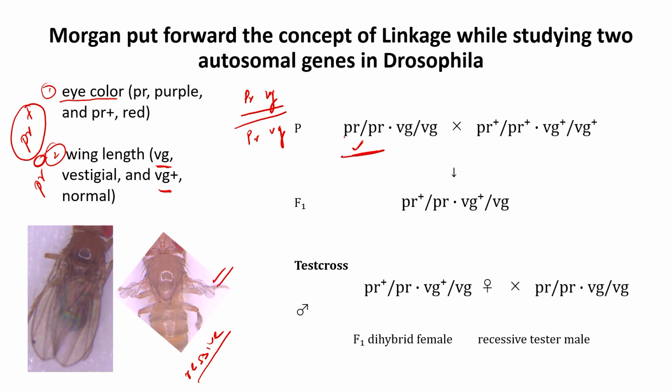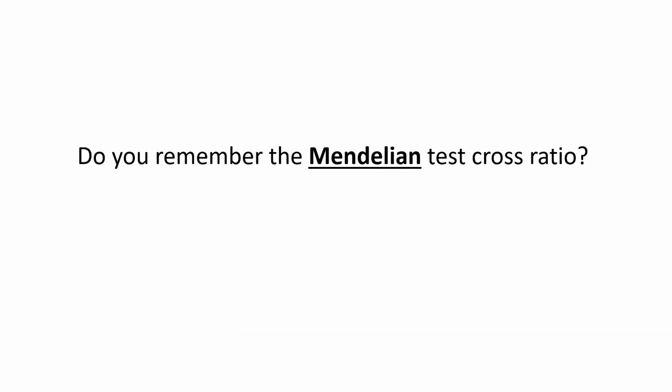So, what are we seeing here? We are seeing purple and vestigial, and wild type for eye color and wild type for wings. In the F1 generation, you get heterozygotes, with both the alleles for both the genes, and when you set up a test cross of this with the recessive parent, you expect a combination. I hope you remember the Mendelian test cross ratio is 1:1:1:1.